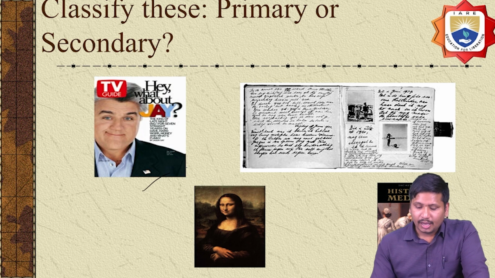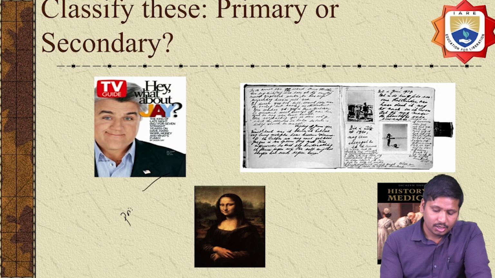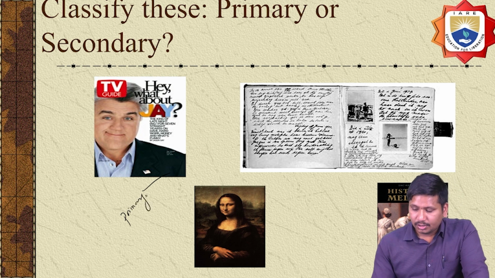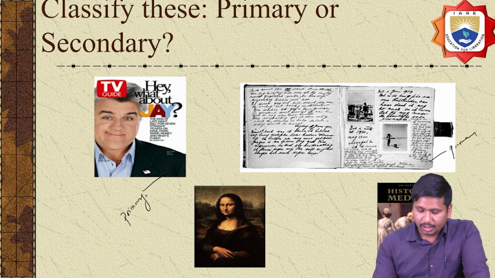So this should be a magazine. What should be the magazine? It comes under the primary source here. And then the text that I have written, that may be right. So this should also become a primary source. And then a picture should also become an example of the primary source.